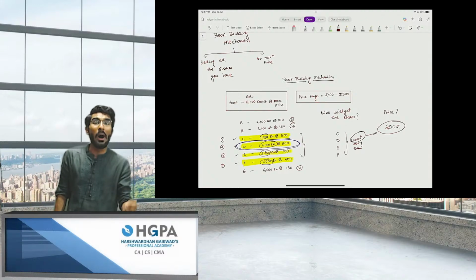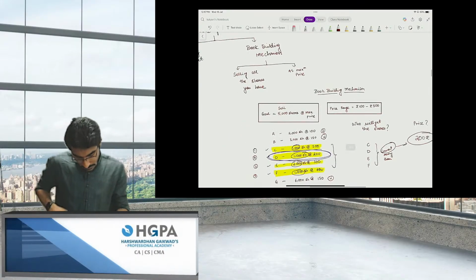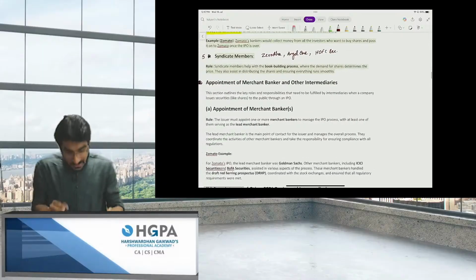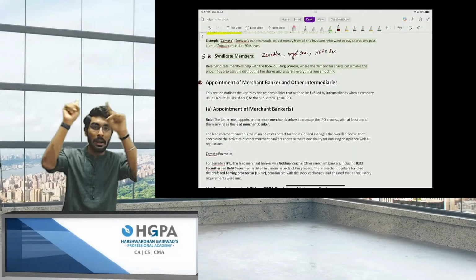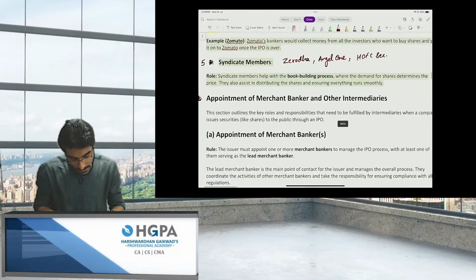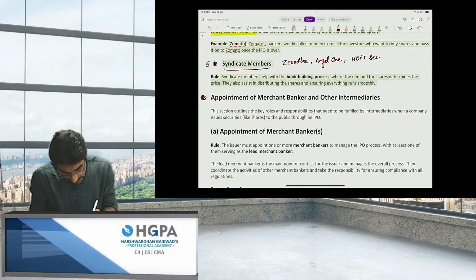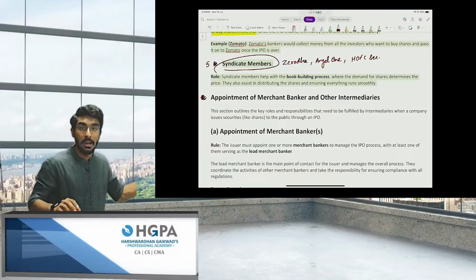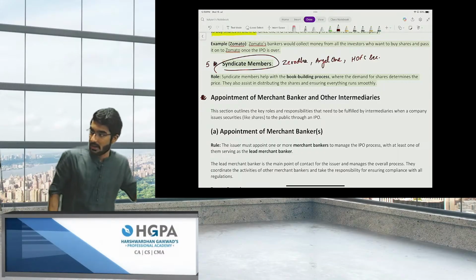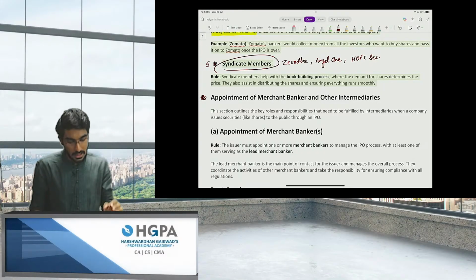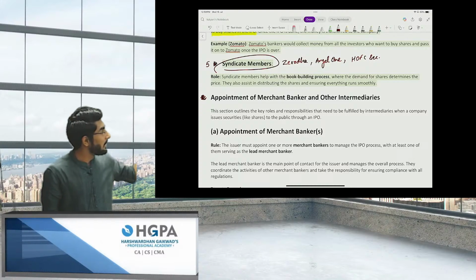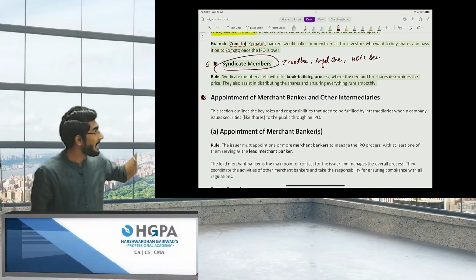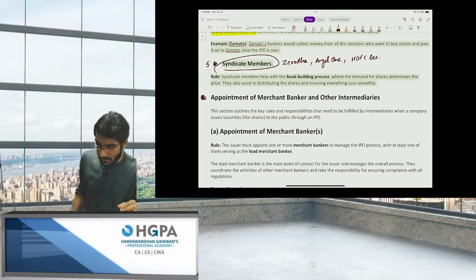Now people, why did I tell you this? Because this entire process of book building is looked after by the syndicate member, that is the fifth intermediary. In case of Zomato, who was a syndicate member? Zerodha was a syndicate member. Angel One can also be a syndicate member. HDFC Securities can also be a syndicate member.